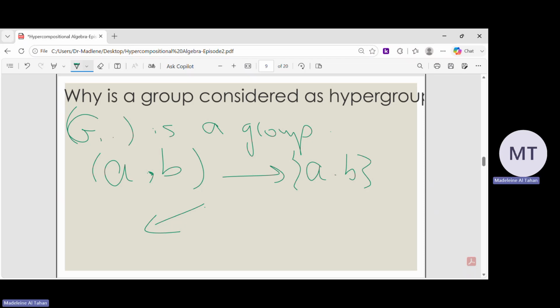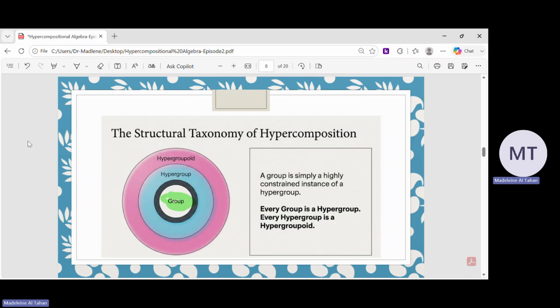Plus, it is associative. So it is a quasi-group, which means that it's a quasi-hypergroup. It's associative, which means that it's a semi-group and therefore a semi-hypergroup, and therefore it is a hypergroup. So basically, the hypergroup is a generalization of a group.